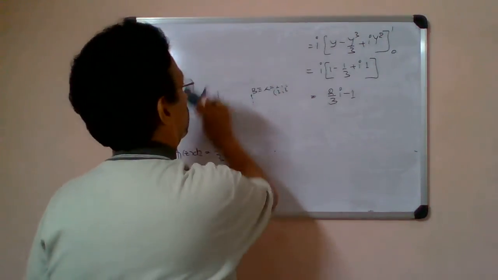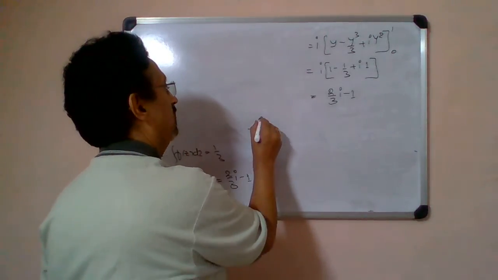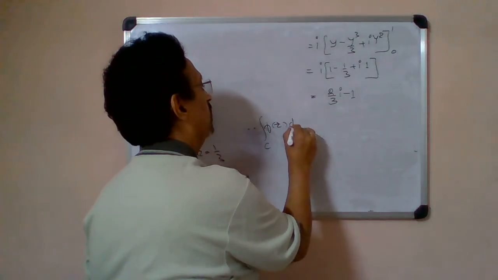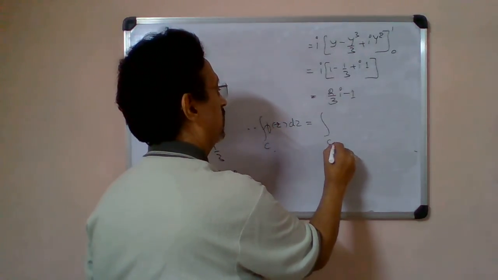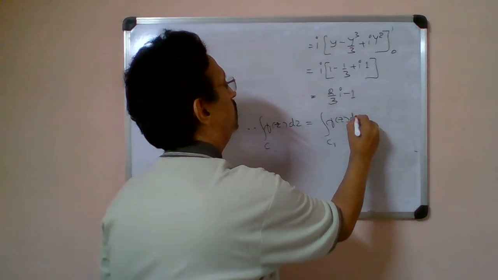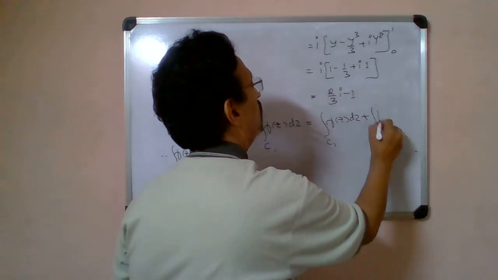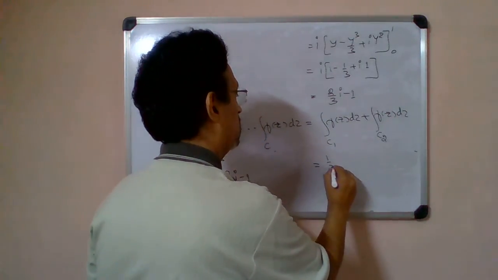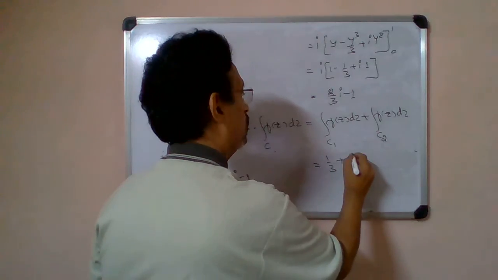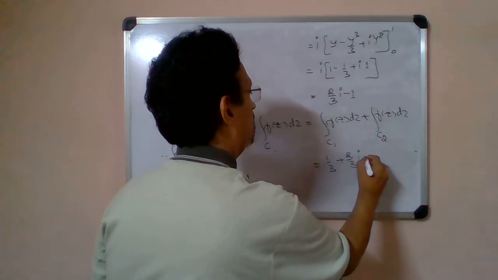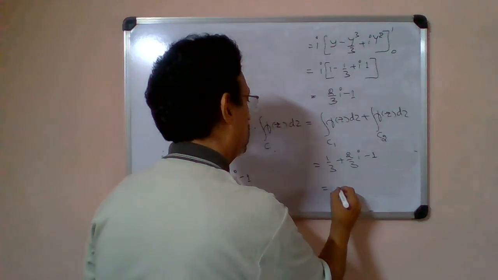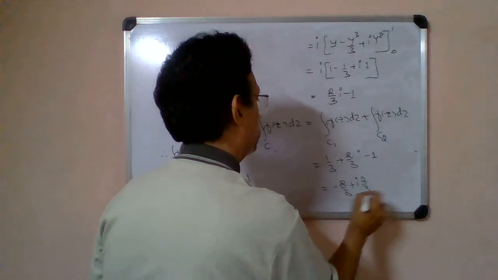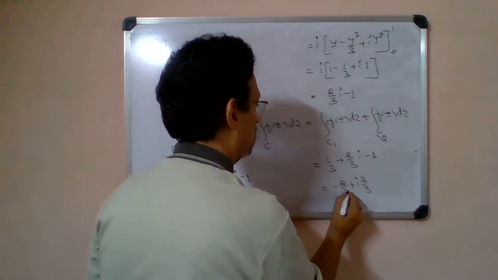Therefore, what is the final value? The integral over C of f(z) dz will be equal to the integral over C1 of f(z) dz plus the integral over C2 of f(z) dz. So that will be 1 by 3 plus 2 by 3 i minus 1. So what is the answer now? Minus 2 by 3 plus i times 2 by 3. So this is the final answer.